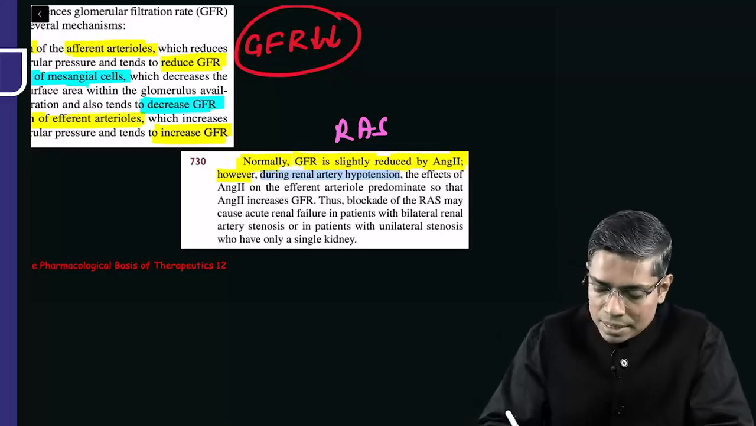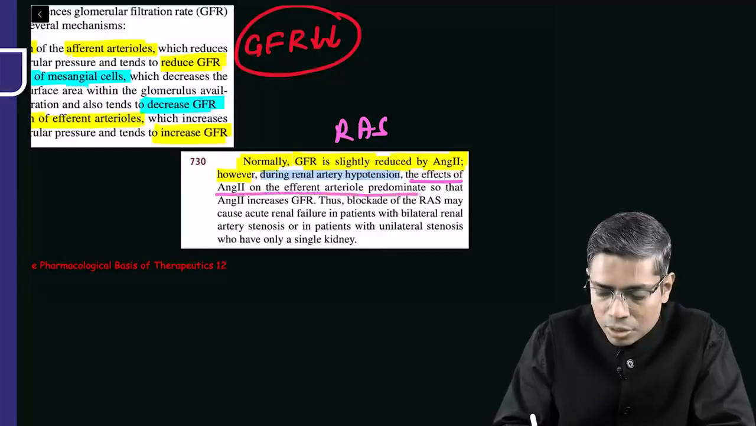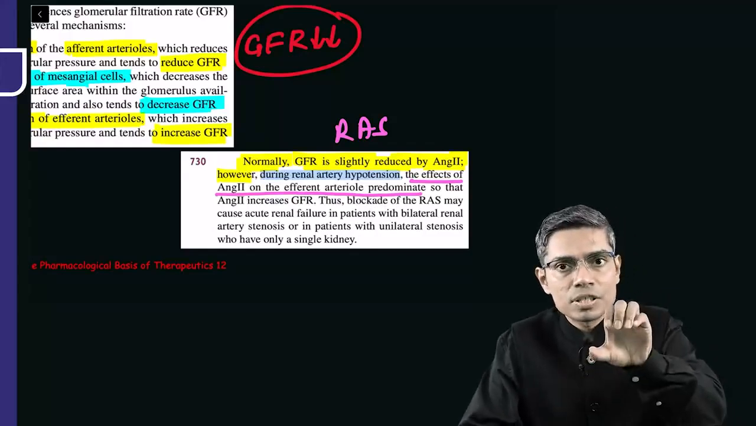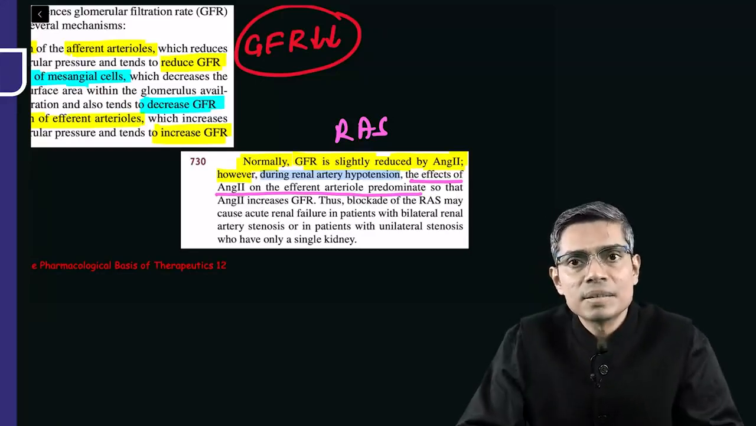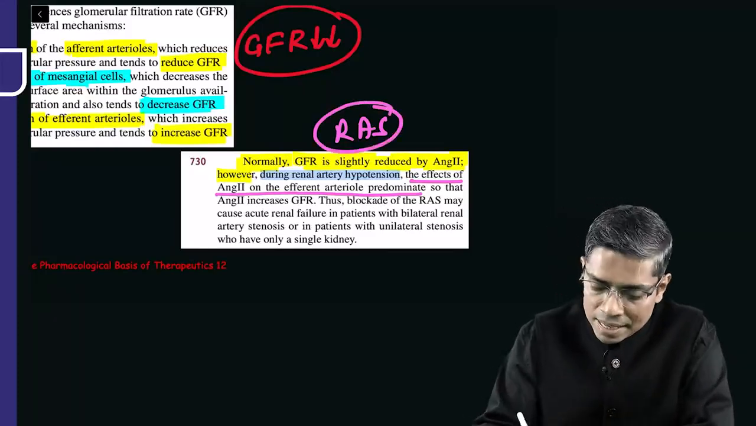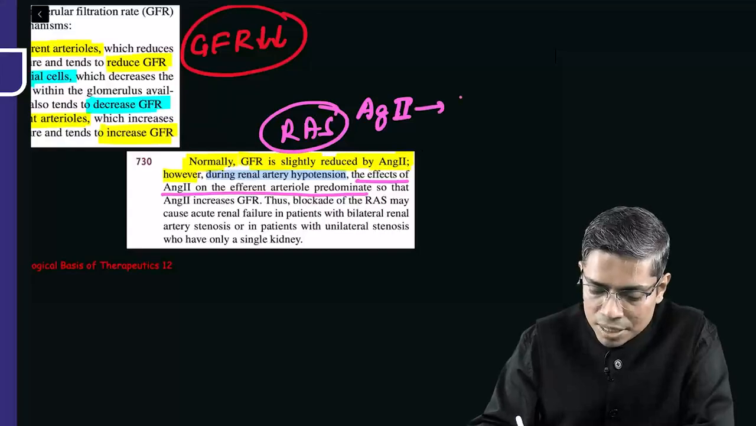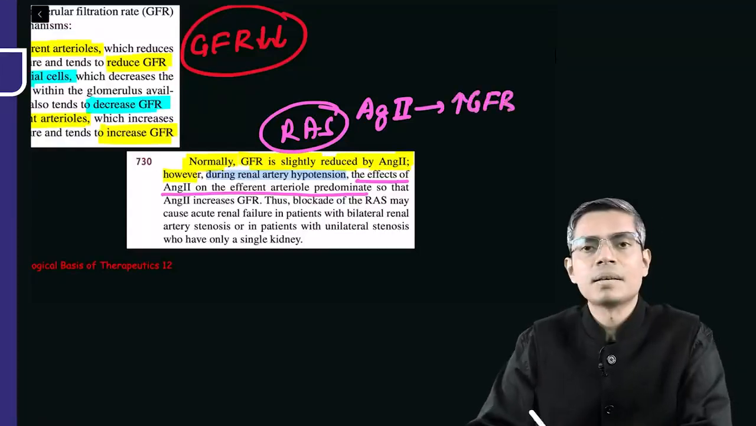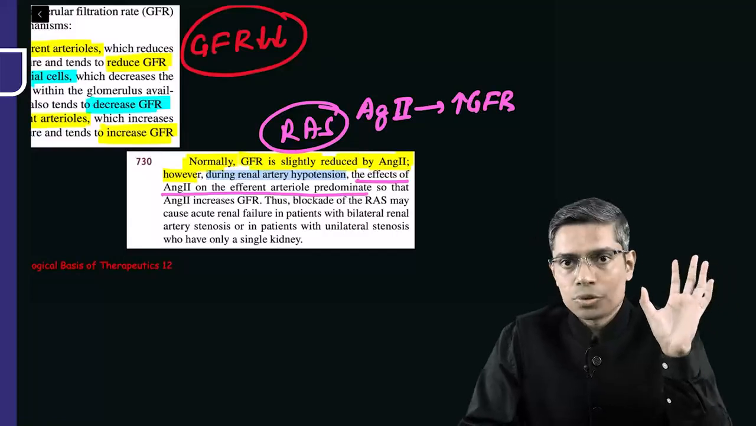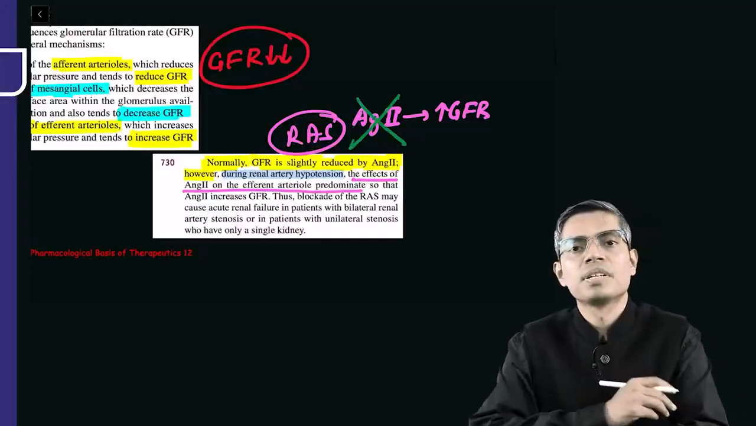What is different? In this condition, the effect of angiotensin 2 on the efferent arteriole dominates. What is the effect of angiotensin 2 on the efferent arteriole? It causes constriction, by which it tries to raise the GFR. That's why, whenever a person is suffering from renal artery stenosis, angiotensin 2 is beneficial. How beneficial? It increases your GFR by constricting the efferent arteriole more than the afferent arteriole. So if you block this angiotensin 2, then what will happen?